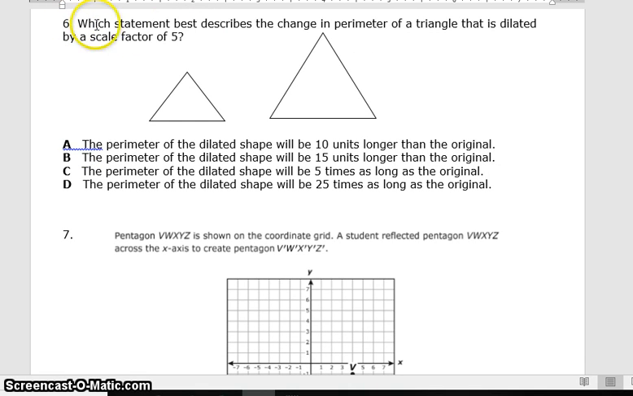Number 6. Which statement best describes the change in perimeter of a triangle that is dilated by a scale factor of 5? Dilated by 5. A, the perimeter of the dilated shape will be 10 units longer than the original. B, the perimeter of the dilated shape will be 15 units longer than the original. C, the perimeter of the dilated shape will be 5 times as long as the original. D, the perimeter of the dilated shape will be 25 times as long as the original.